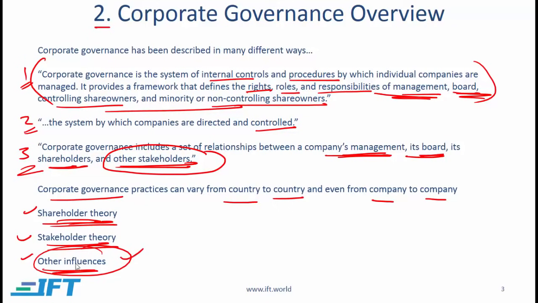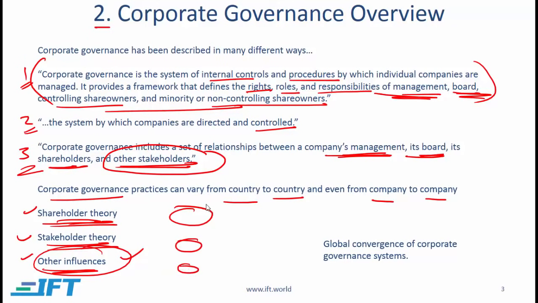This point related to other influences is that specific corporate governance practices are also influenced by the historical, cultural, legal and political aspects of a given region. While corporate governance systems and practices vary from region to region, there is some convergence which is underway. The idea here is that even though specific practices might vary, corporate governance principles should be the same regardless of where a company is operating.